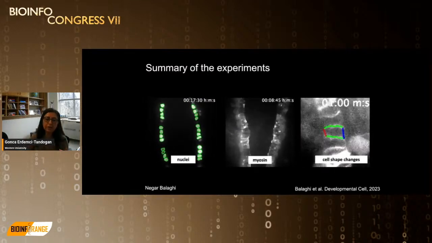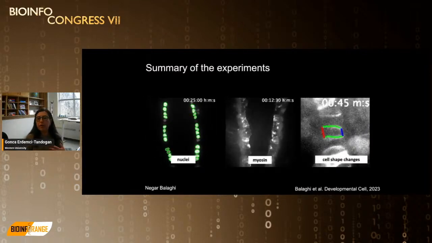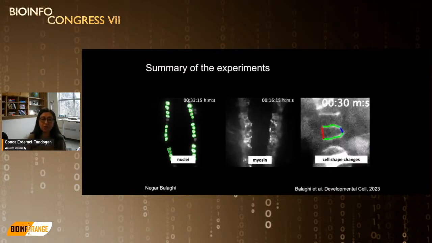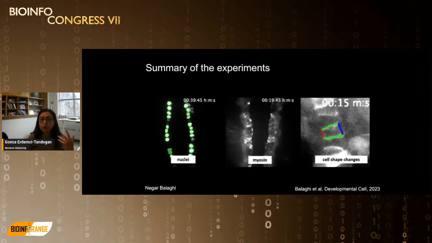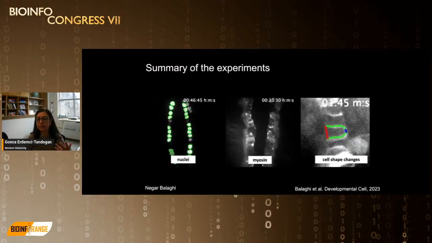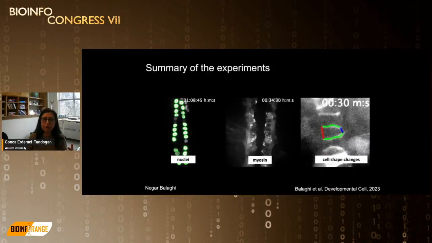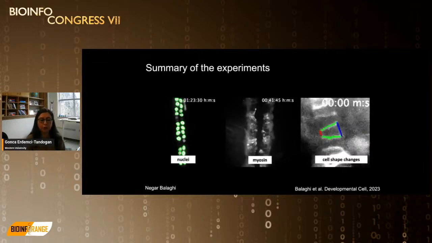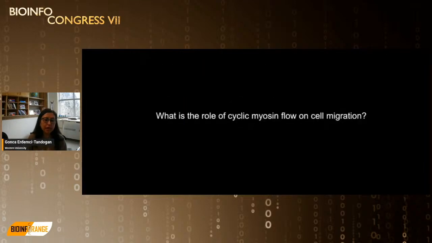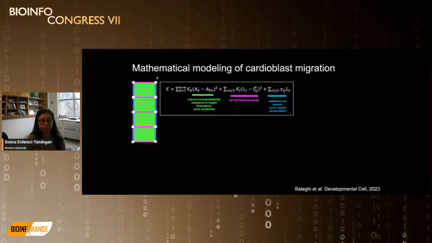So knowing this information from the experiments, we wanted to ask whether having such oscillatory behavior for the myosin and the cell shape changes is important for cell migration, which is crucial for the embryo. These cells migrate and form the heart of the fruit fly embryo. So this was our main question: what is the role of the cyclic myosin flow on cell migration?